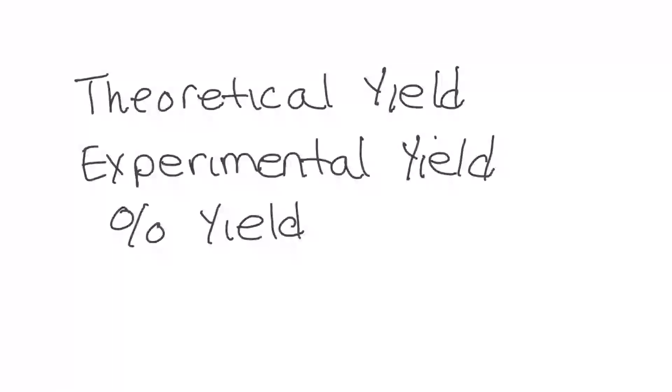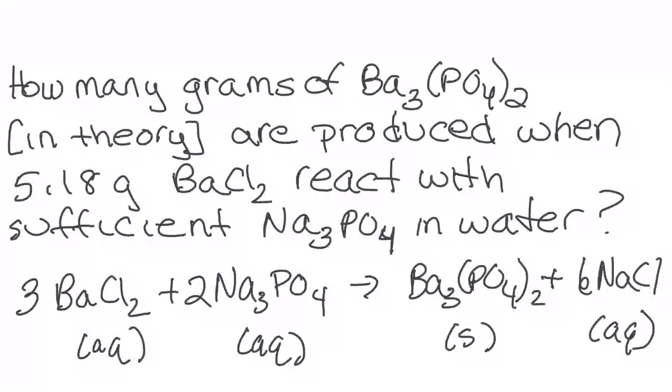Today's lesson is on theoretical yield, experimental yield, and percent yield. And we should talk about what the word yield means. It means how much did you produce? So in a chemical reaction, you're making something. How much did you produce? Theoretically, how much should you have produced? Experimentally, how much did you actually produce? And then the percent yield, which compares the two.